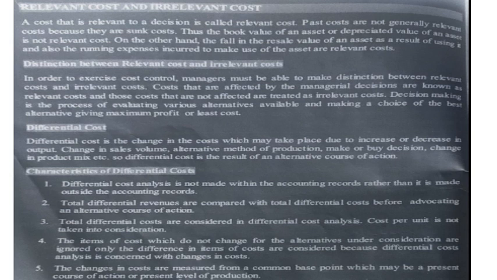So that is why it is told here that differential revenue and total differential cost are looked into before fixing up the alternative which you are going to implement. The third one: total differential costs are considered in differential cost analysis. Cost per unit is not taken into consideration. So to make any decision, cost per unit is not considered. Here the total differential cost incurred through the evaluation of two alternatives will be considered to find which alternative is best.